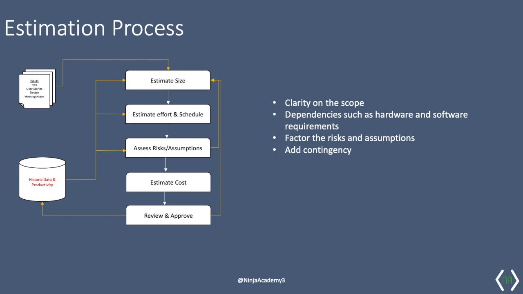So with these inputs to the process, we can come up with a size, effort, and a schedule for a project. And based on the risks and assumptions, we'll add contingencies. For example, if you don't know all the requirements of the project, or you don't have enough human resources available, or there is a learning curve involved, these get added as contingencies to the estimate. Once we have the size, effort, and schedule defined, then we come up with the estimated cost for the project.